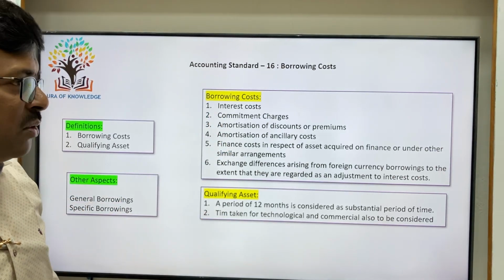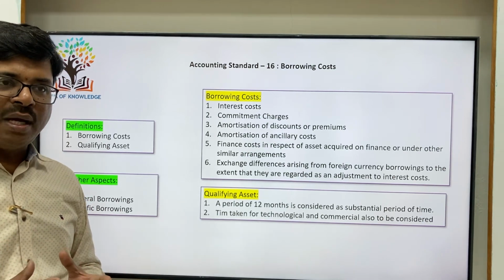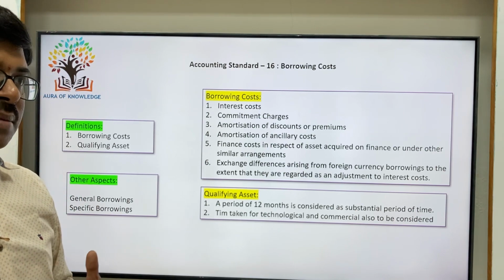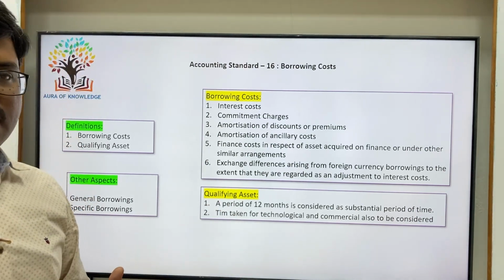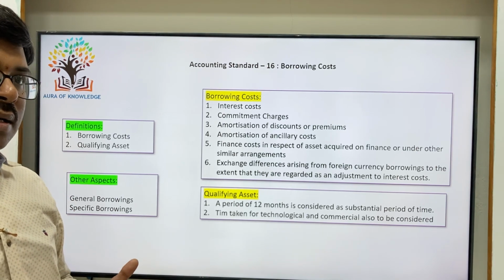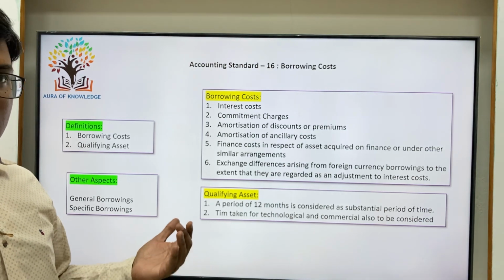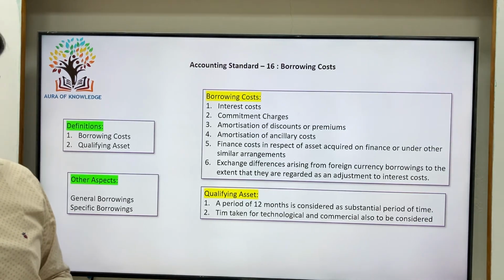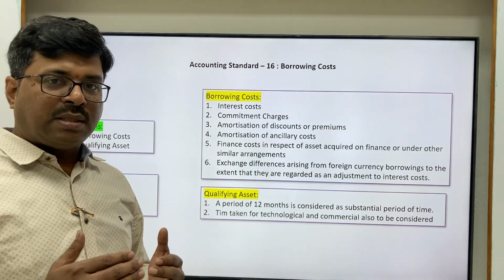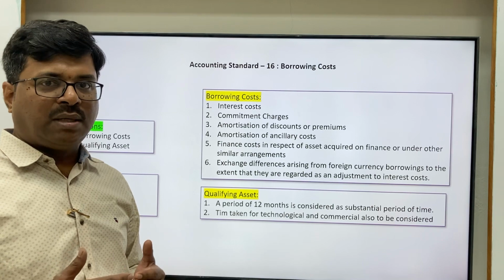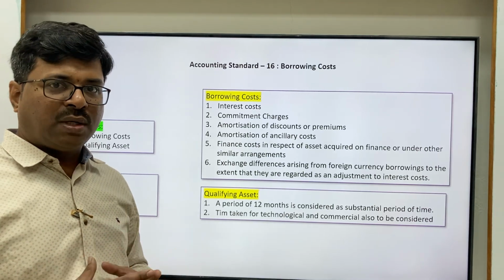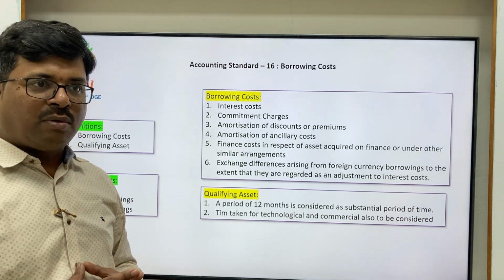Coming to what is a qualifying asset. Substantial period of time means 12 months or more. There may be some cases where the period may not be 12 months, but depending upon the circumstances and situations, even less than 12 months sometimes forms part of the qualifying asset, which you have to check with respect to the case. And you have to take into consideration the technological and commercial aspects of that particular asset also while taking the period of 12 months for a qualifying asset.